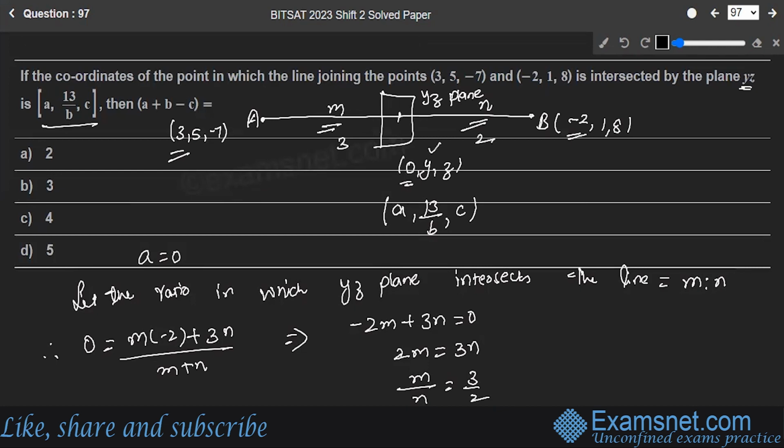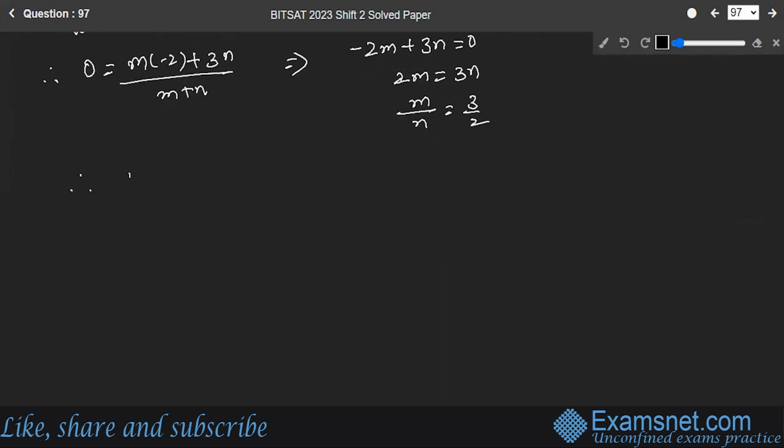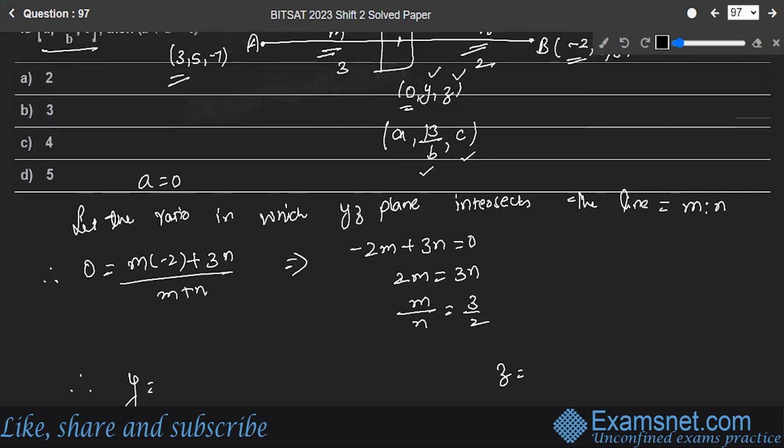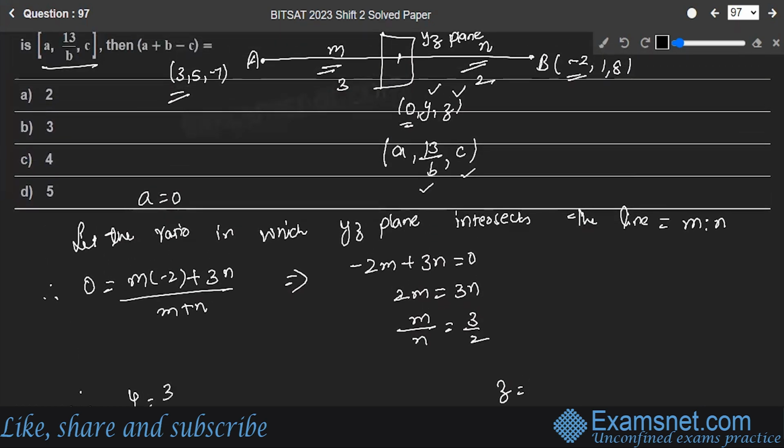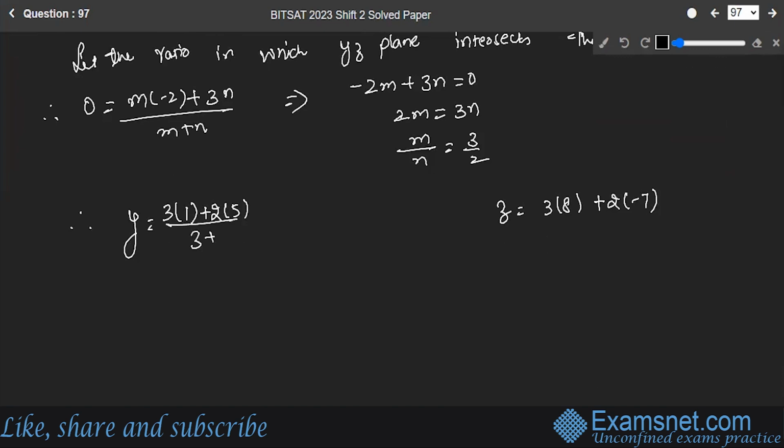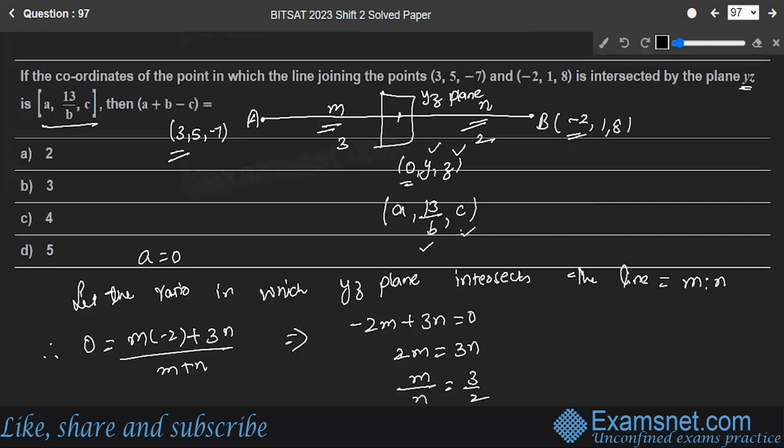Right. Let's go on to find the y and z. So according to the question, y will be equal to 3 into 1 plus 2 into 5, and z will be equal to 3 into 8 plus 2 into -7, right? This whole is divided by 3 plus 2. And you know, y was equal to 13 upon b, and z was equal to c.